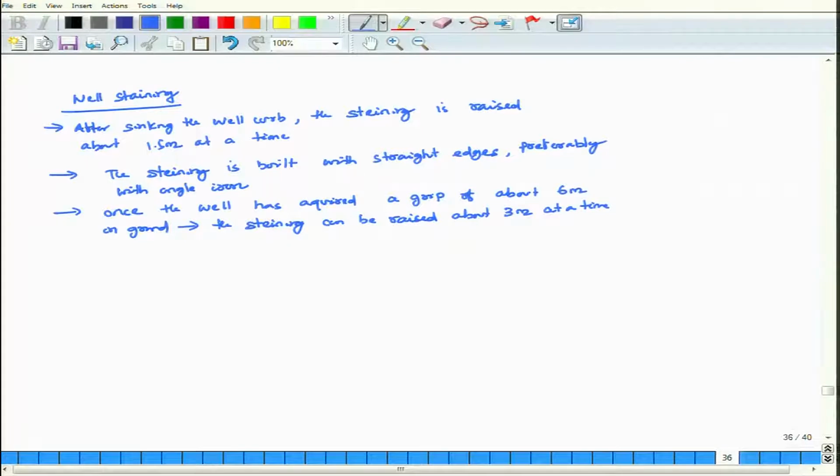Then third is your sinking process. The sinking process begins after casting the curb and the first stage of steining.